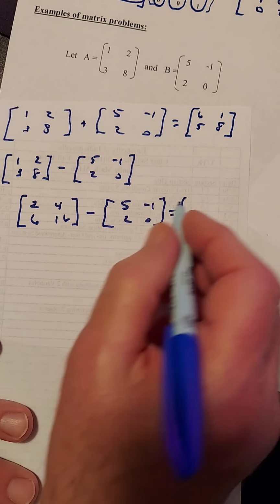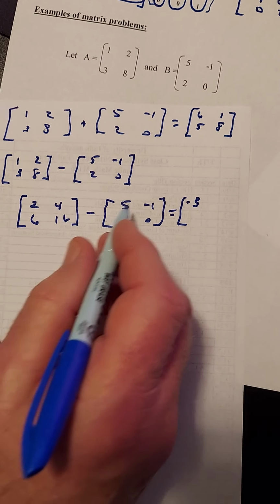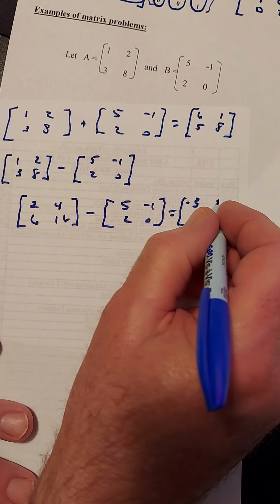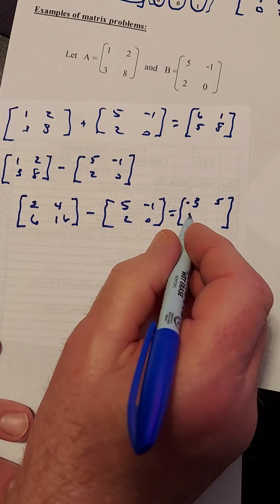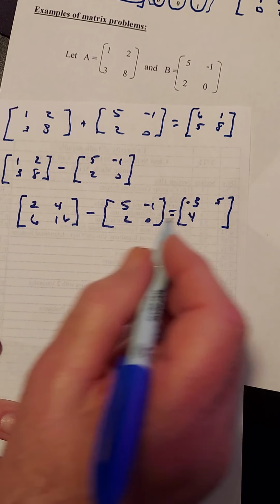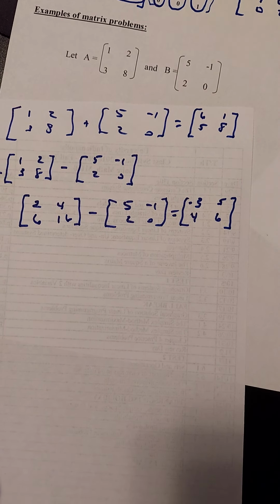So 2 minus 5 is negative 3. 4 minus negative 1, that's 4 plus 1, which is 5. 6 minus 2 is 4. And 16 minus 0 is 16. The key is just keep yourself organized.